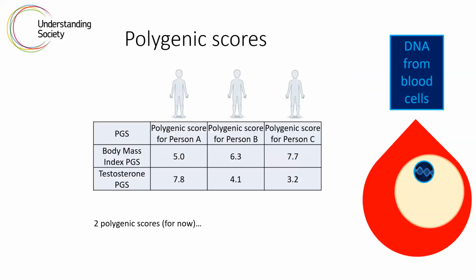Understanding Society's genetic data has been used by researchers to generate polygenic scores for a whole range of traits, and we are about to start depositing these. For now, we've got polygenic scores for BMI and testosterone, and in future we will deposit more. For this, you just get a single number for each person, for each trait.